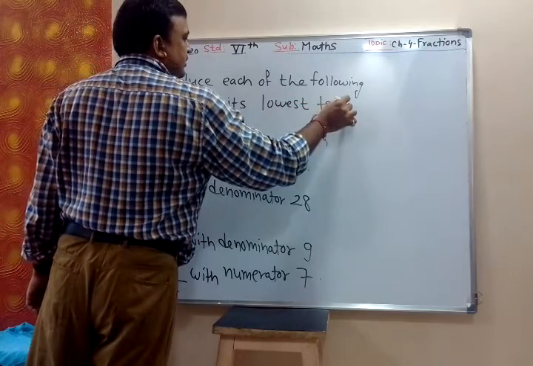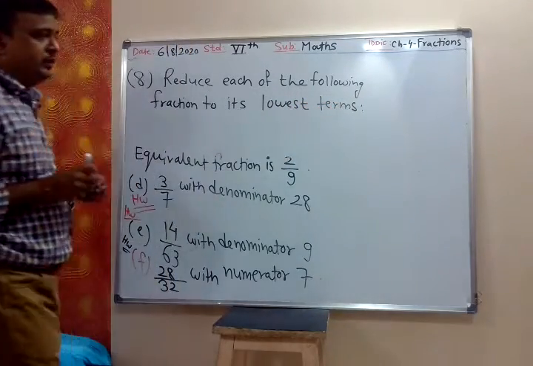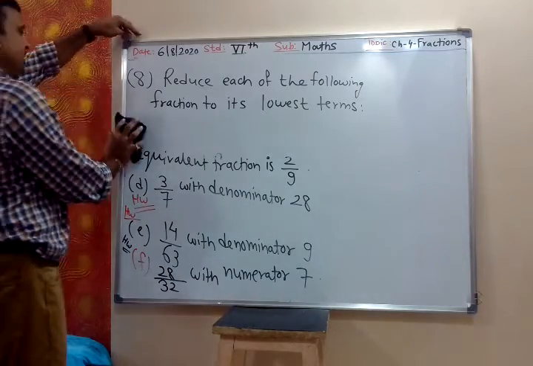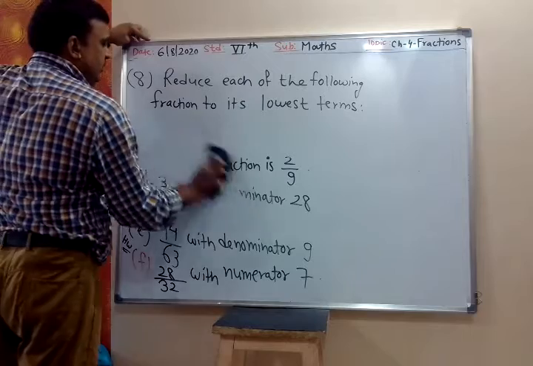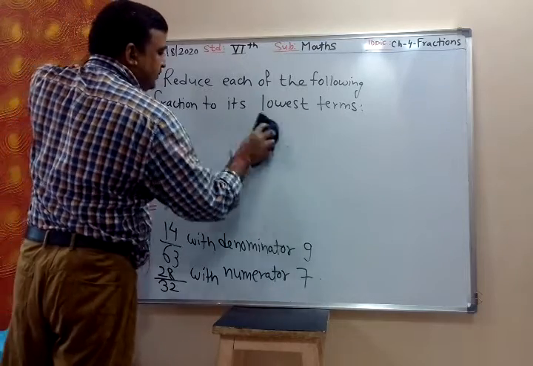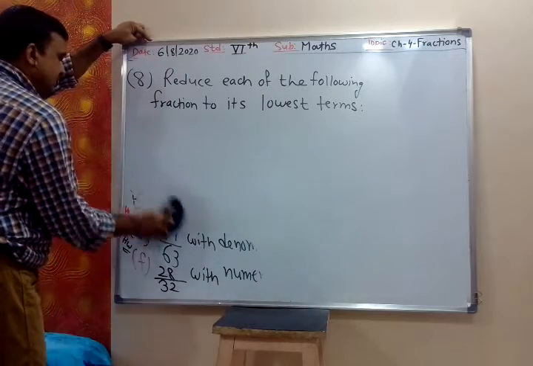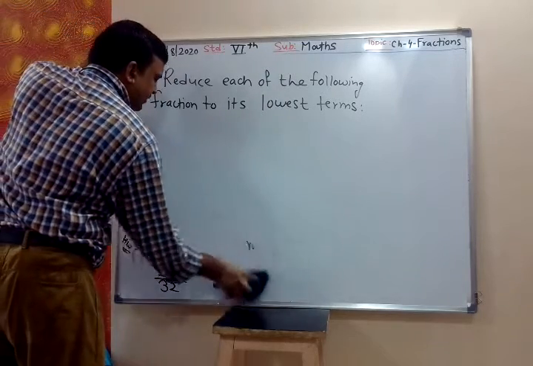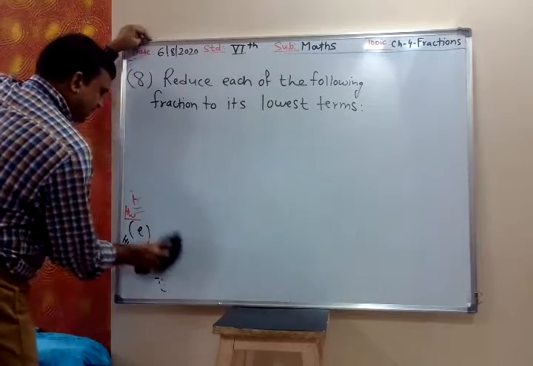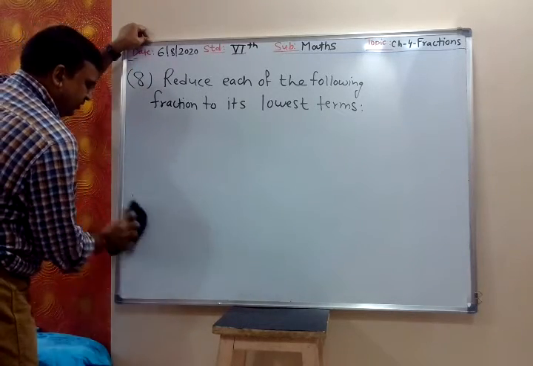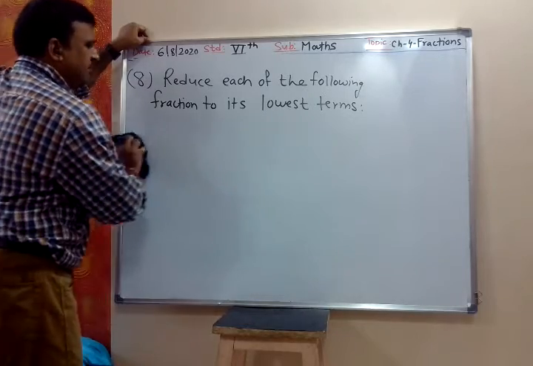You must be thorough with the tables. This is more important. If the tables are thorough, then only you can solve this type of problem. For reducing the fraction to lowest form, the entire table should be on your tongue.